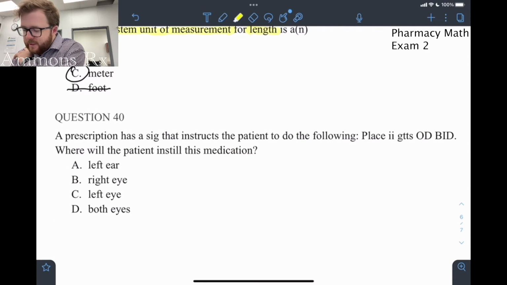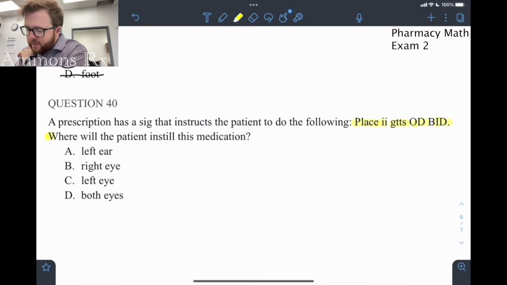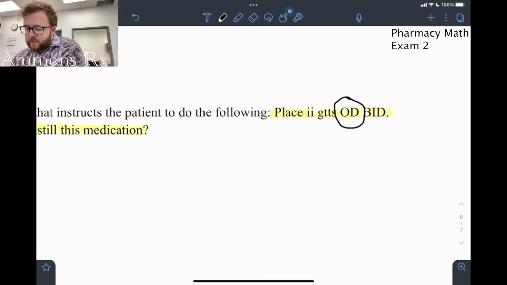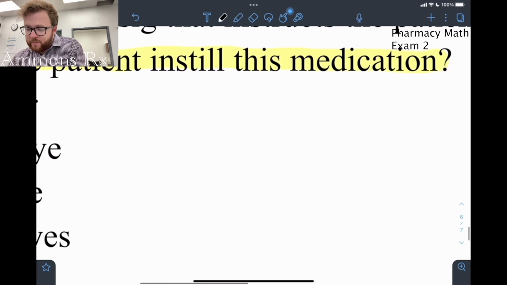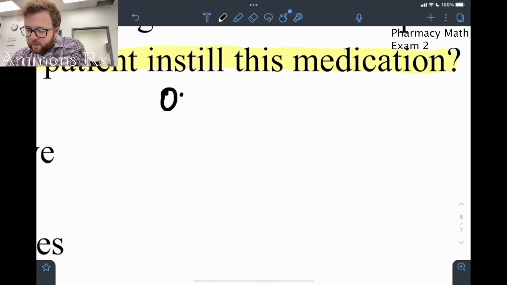A prescription has a sig that indicates place 2 GTTs OD BID. Where will the patient put the medication? So we really don't need to know the entire sig, but there is one part of the sig that tells us what we need to look at. That's going to be this one. So just remind yourself that we have some descriptors that we can put with the eyes and the ears, because how many of each do we have? We have 2 of each. So if we have 2 of each, we need to know which one we need to do. So we have things like OD, OS, and OU.